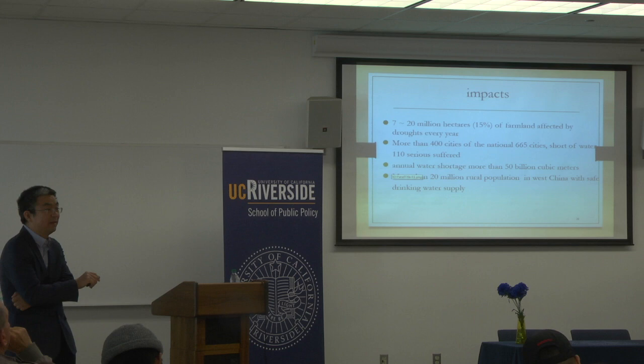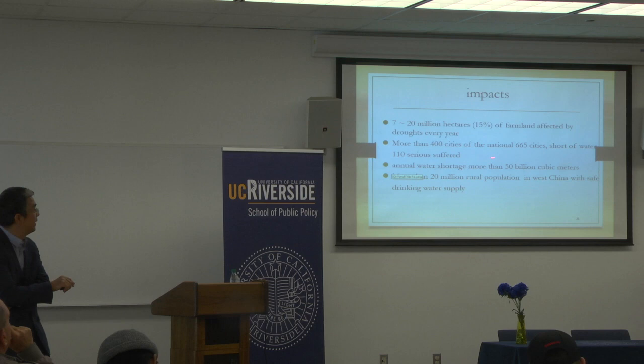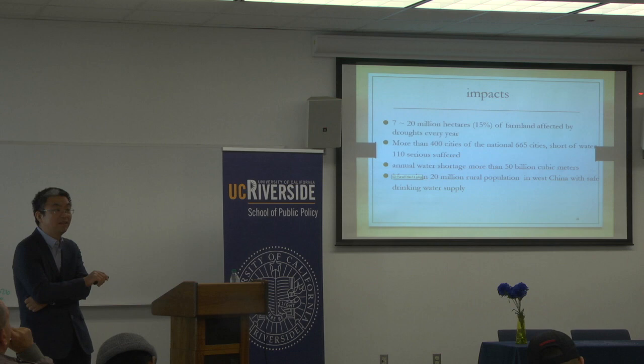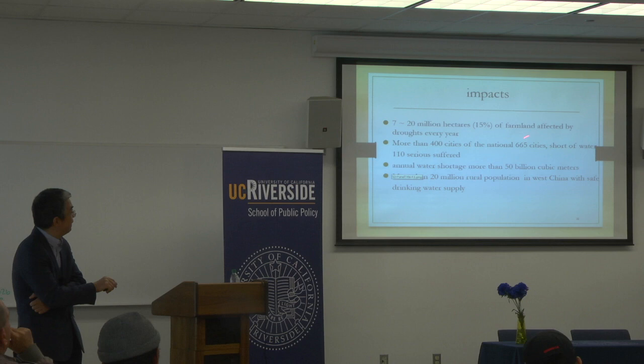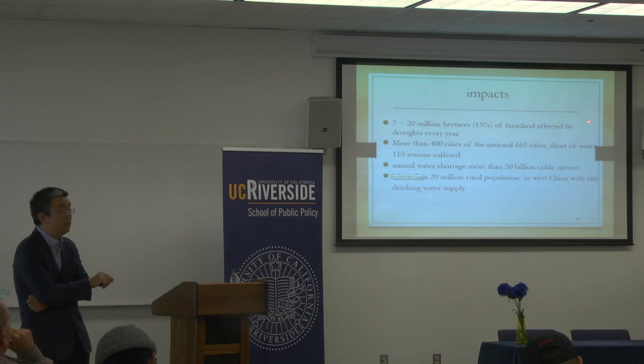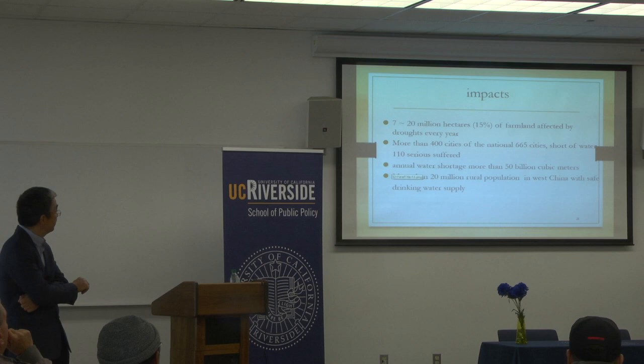The second one is that more than 400 cities of the national total of 665 cities. The definition of cities in China is different from that in the United States. So we have about 665 cities, but 400 suffered from water shortage, and 110 seriously suffered. The annual water shortage is more than 50 billion cubic meters a year.